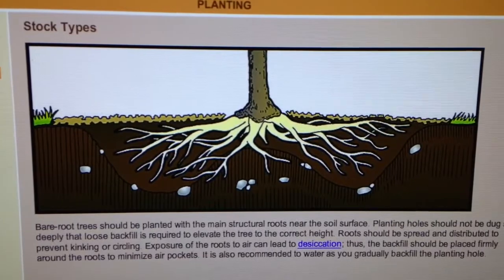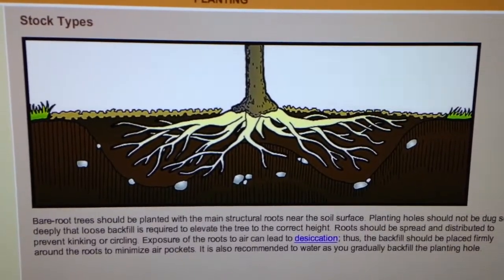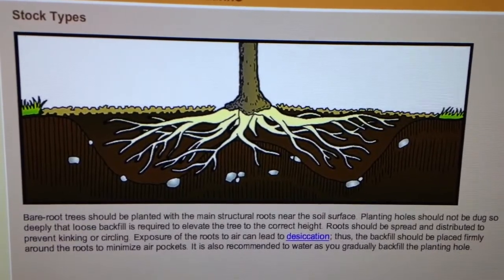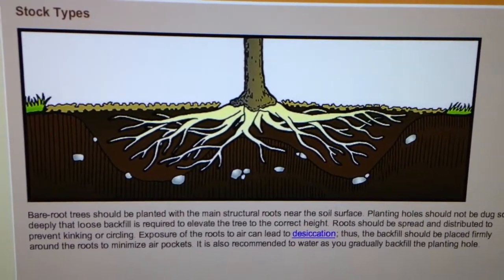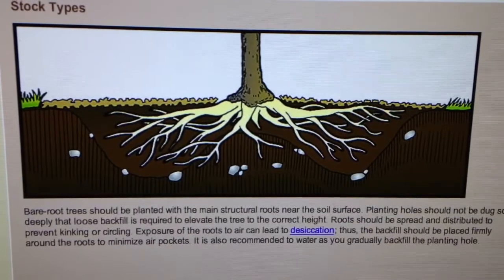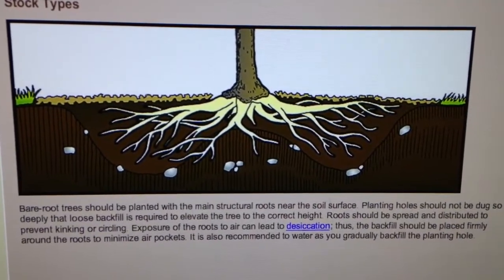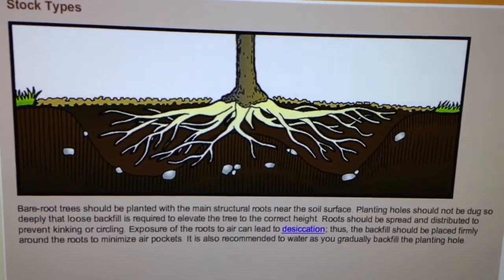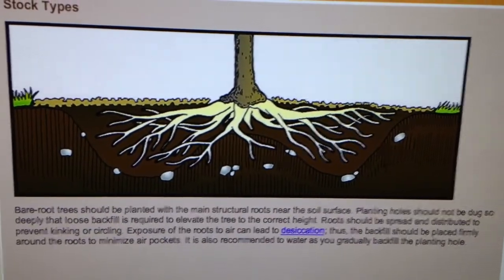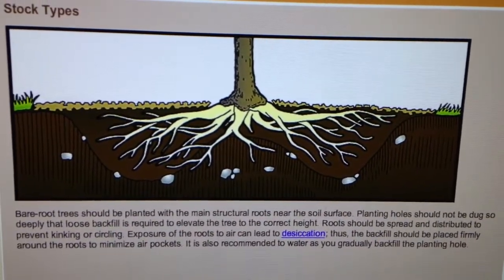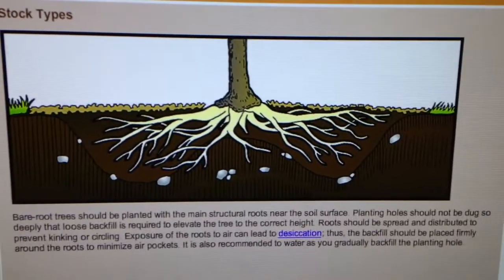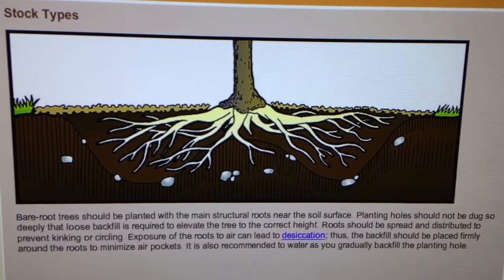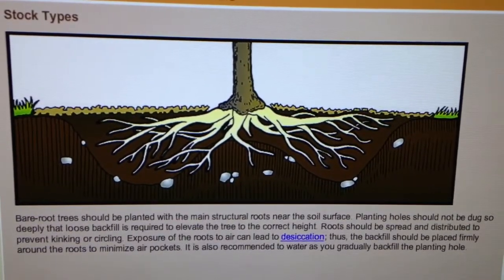Bare root trees should be planted with the main structural roots near the soil's surface. Planting holes should not be dug so deeply that loose backfill is required to elevate the tree to the correct height. Roots should be spread and distributed to prevent kinking or circling. Exposure of the roots to air can lead to desiccation. Thus, the backfill should be placed firmly around the roots to minimize air pockets. It is also recommended to water as you gradually backfill the planting hole.